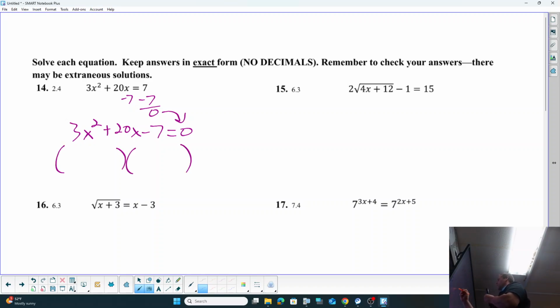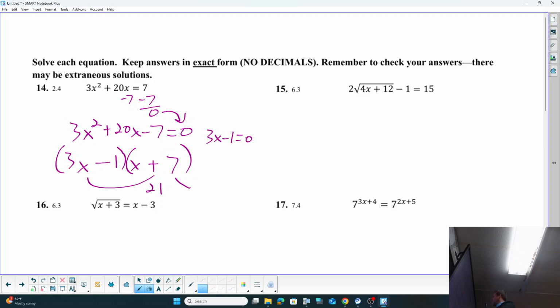So we have 3x and x. We're almost there. Okay, so then factors of 7 are 1 and 7. And 1 times 7 is 7, times 3 is 21. If we have a positive 21, but then we minus 1, that'll give us a 20x. Nice. That means we set each of those equal to 0.